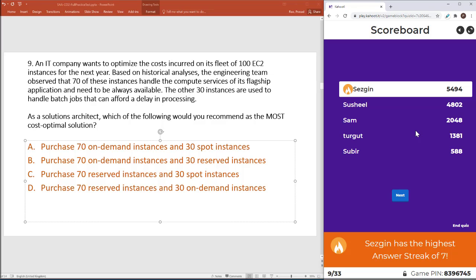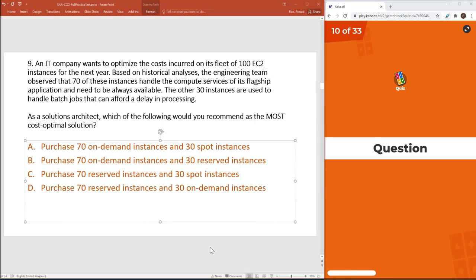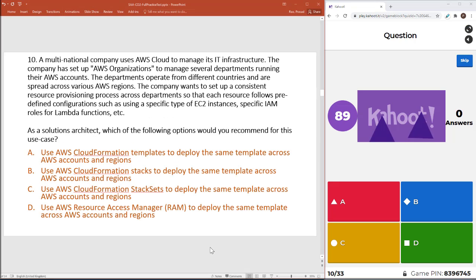Siskin has 7 answers correct. That's great, in a streak. Okay. Let's move to the next question.